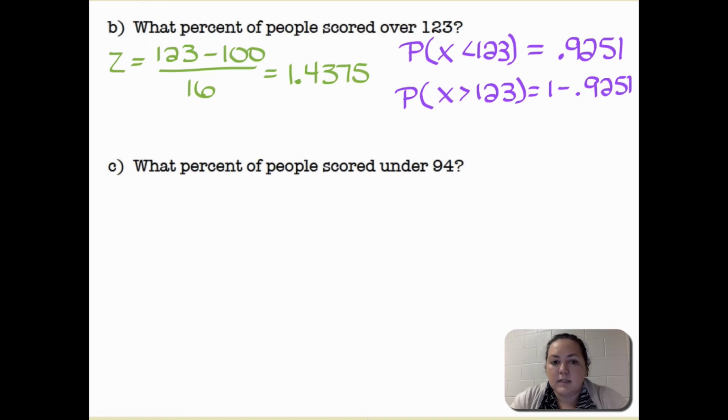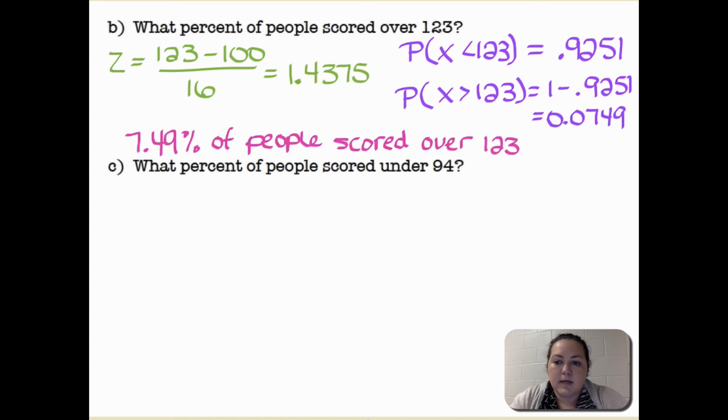Okay, so if you use the z-table, it's only going to give you the value that is less than. So you'd have to find the greater than. So we would say 7.49% of people scored over 123. Okay, and this is if I didn't use my calculator. I could do it differently. If I plugged it into my calculator, I would put my lower bound of 123. My upper bound would be positive infinity. We can't put that in our calculator, so we would just put 9,999,999, a really, really large number.